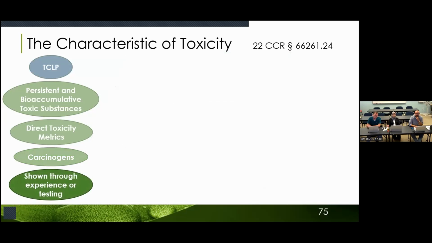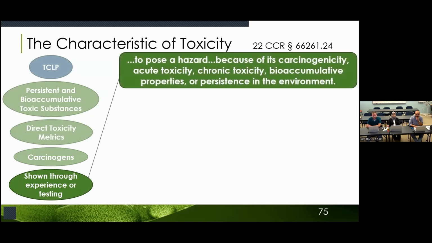Last, a waste is toxic and hazardous if it has been shown through experience or testing to pose a hazard, due to its carcinogenicity, acute toxicity, chronic toxicity, bioaccumulative properties, or persistence in the environment. This criterion was put in place to capture any waste that were toxic in one of the ways listed here, but it wasn't identified by any of the other 7 criteria for toxicity.